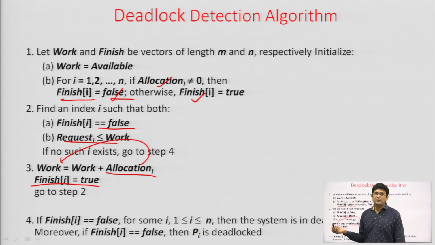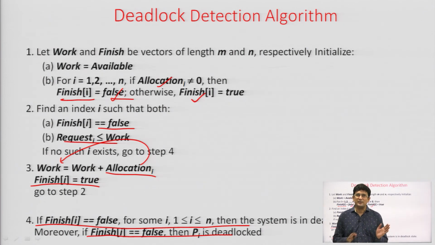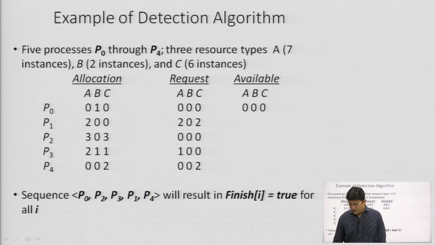So, if I find even one process that we can complete, we let it finish. If the finish of all the processes are true, then we will say that the system is not in the deadlock. But if even one process has finish false, we'll say that the system is in the deadlock. Okay, so this mostly works on the principle of the safety algorithm, just a slight variation from the safety algorithm.